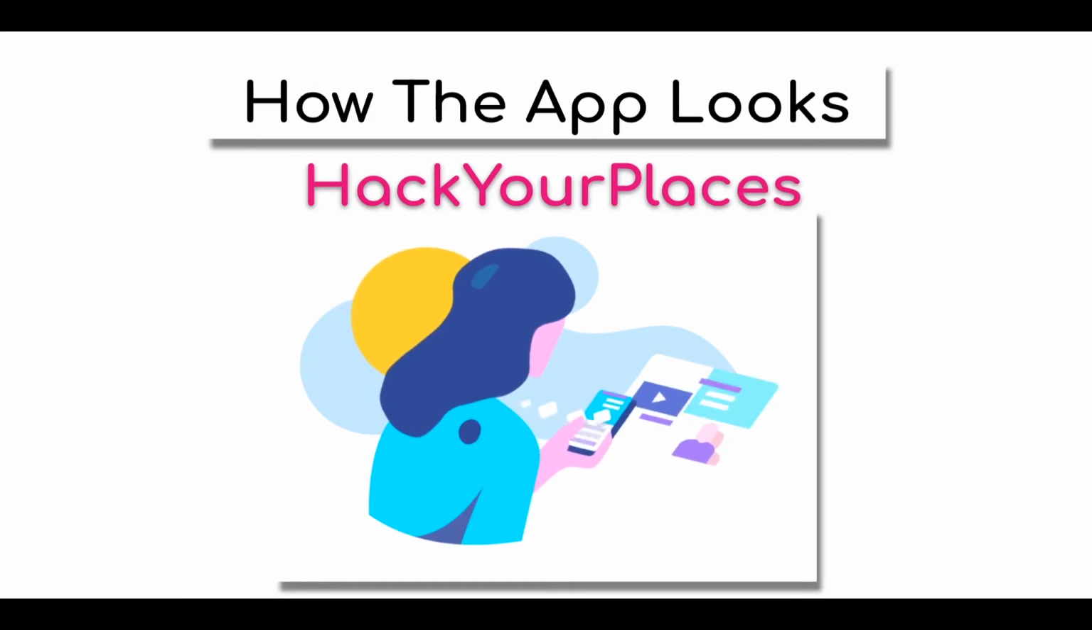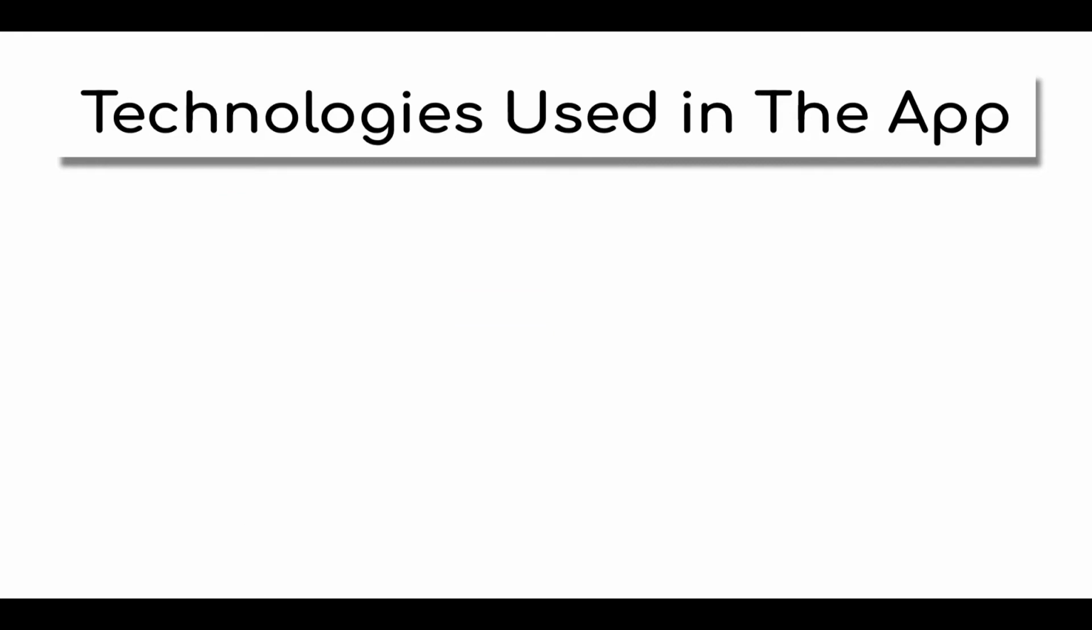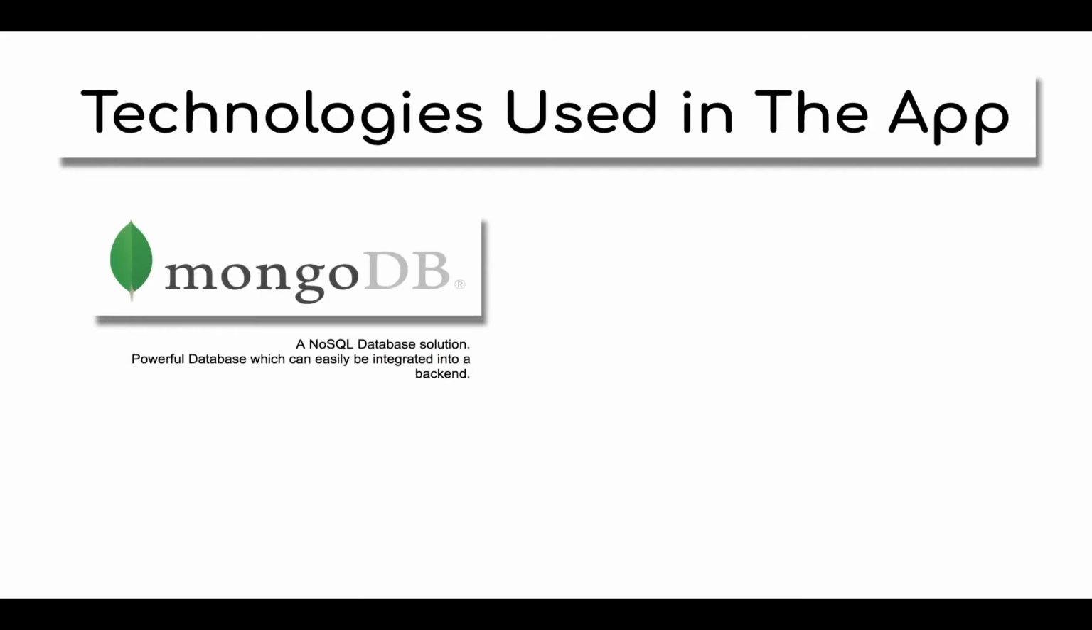Let's have a look at what kind of technologies we used to make those features in the application. So far, we used the MERN stack to create this application. So mainly it uses four main technologies to create a web application. And the first one is MongoDB.